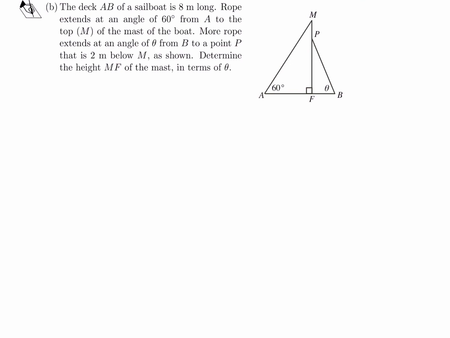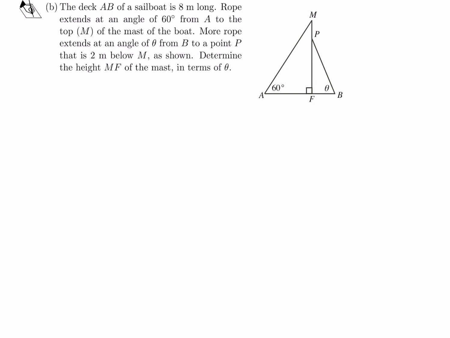The deck AB of a sailboat is 8 meters long. Rope extends at an angle of 60 degrees from A to the top M of the mast of the boat. More rope extends at an angle of theta from B to a point P that is 2 meters below M as shown. Determine the height MF of the mast in terms of theta.